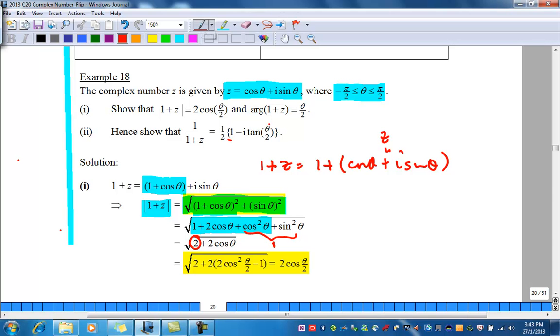The next step is to replace the cos theta by 2 cos squared theta over 2 minus 1. So that 2 and 2 will cancel out. The remaining term left will be 4 cos squared theta over 2, and by taking square root, you end up with 2 cos theta over 2, as shown.